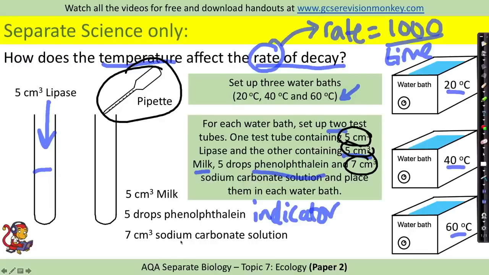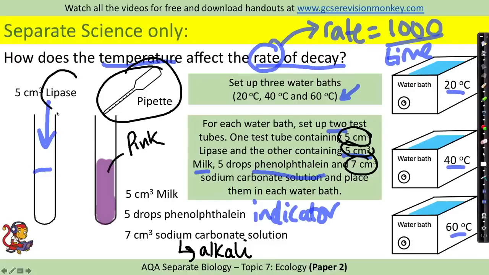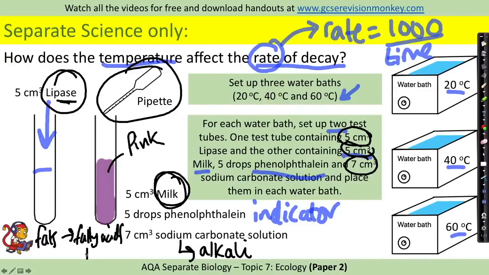Now the sodium carbonate solution makes the solution first of all an alkali. With phenolphthalein it will go pink in alkali conditions. That was the closest colour I could get to pink, so we go pink in alkali conditions. What will happen in this experiment is the lipase is an enzyme that will break down the fats in milk. When fats are broken down by the lipase, they form fatty acids and glycerol. And it is this product, the acids, that causes a colour change.